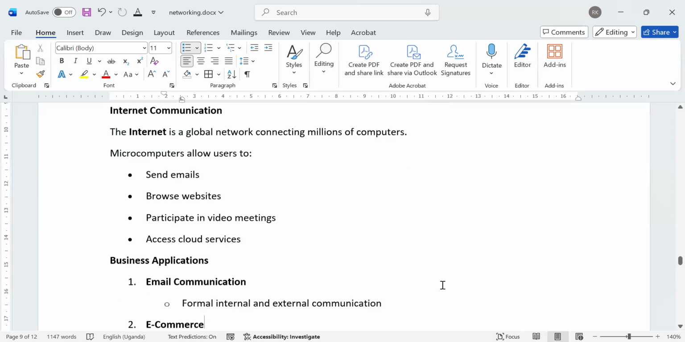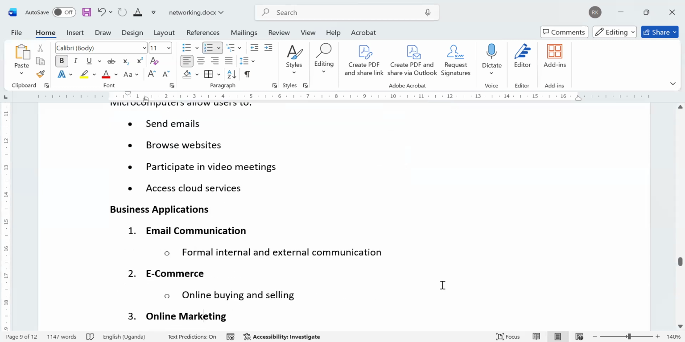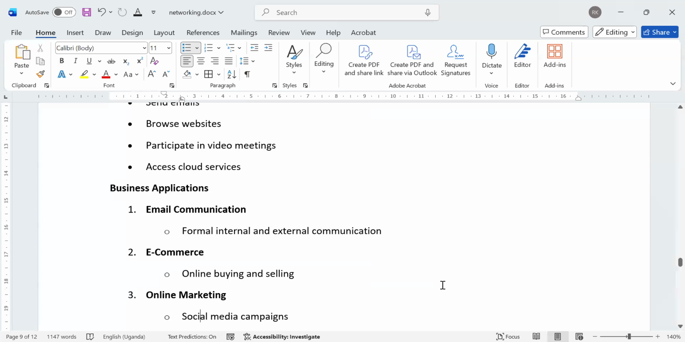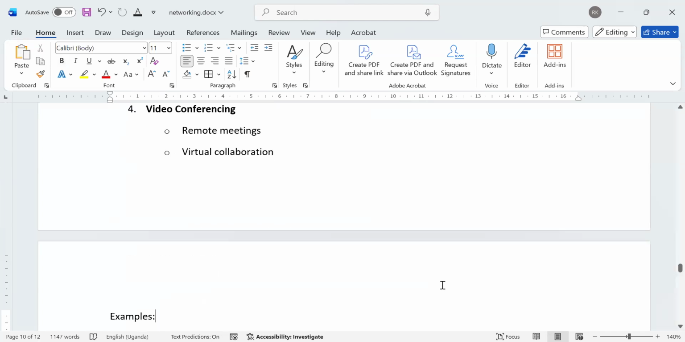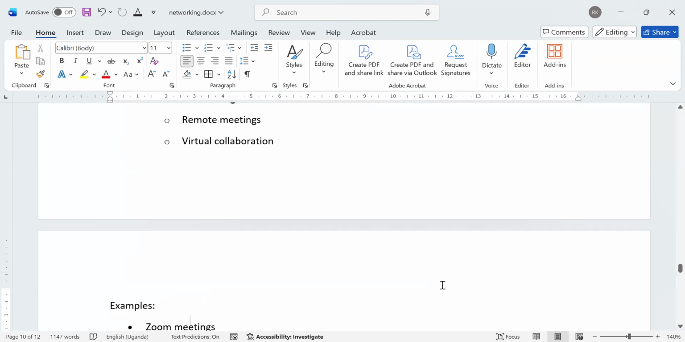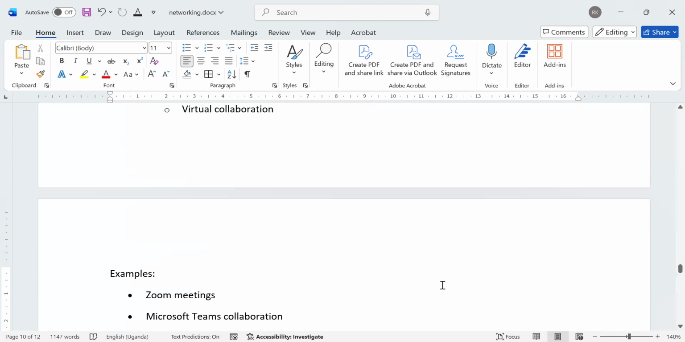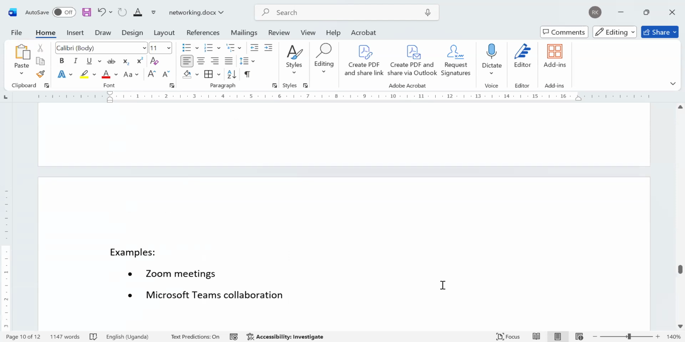Then business applications. Of course, we have email communication and e-commerce, online buying and selling, these things like Jumia. Today you can buy cars online, land, plots, fridges. Online marketing also is very important: social media campaigns, digital advertising and so on. Video conferencing, all of this can be done over the internet: Zoom meetings, Microsoft Teams collaboration, and so on.